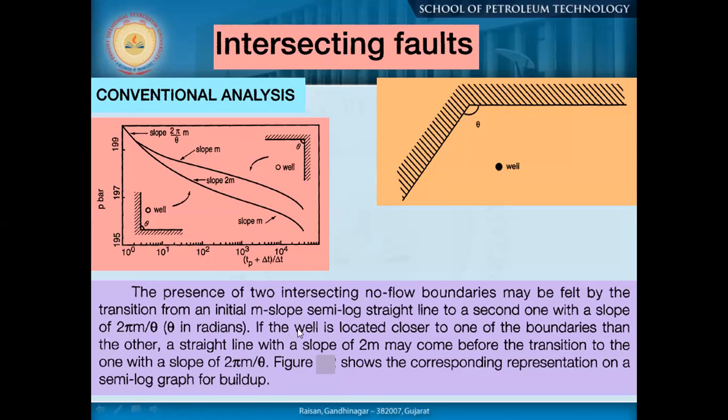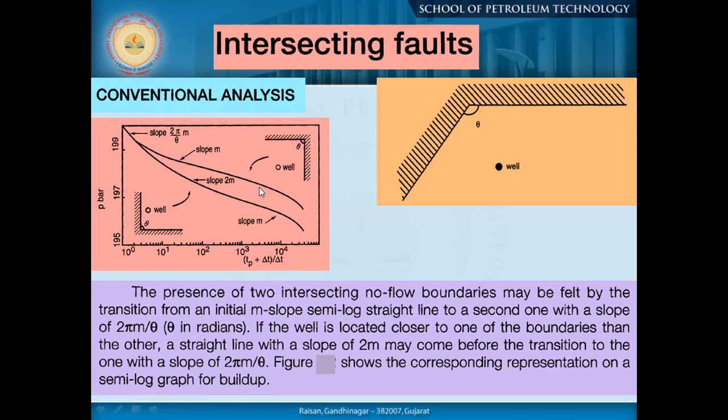So you could understand, if the well is located closer to one of the boundaries than the other, a straight line with a slope of 2m may come before the transition to the one with the slope of θ only. This figure is the representation on semi-log graph paper for buildup. Initially you have this slope, then this slope, depending on whether the well is located very near a boundary or far away from both boundaries.